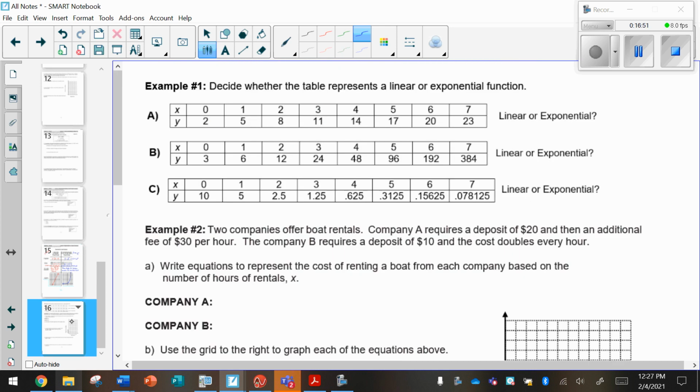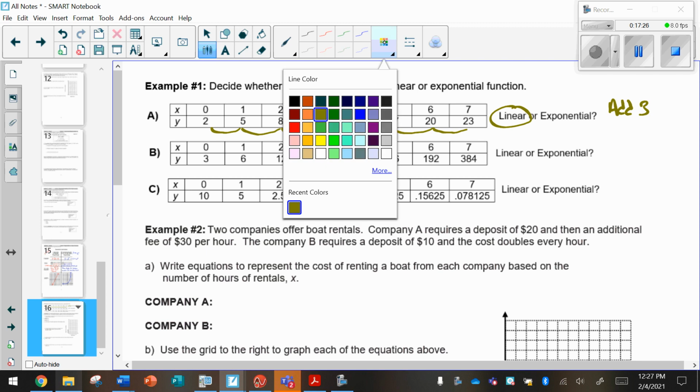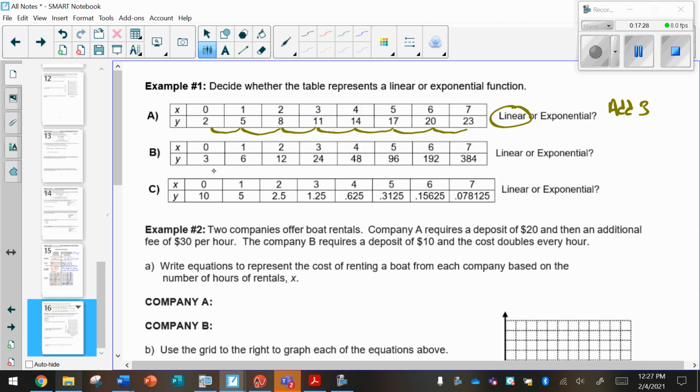Now, in a table, when we're given a table and you're just trying to figure out whether it's linear or exponential, you're going to focus on the y values. That's it. Your focus is on the y values. So 2 to 5, 5 to 8, 8 to 11, 11 to 14. You're looking for the pattern of how the y values are changing. If you can find it, then you know whether it's linear or exponential. This one, we are adding 3 from one y value to the next y value. That means it's linear.